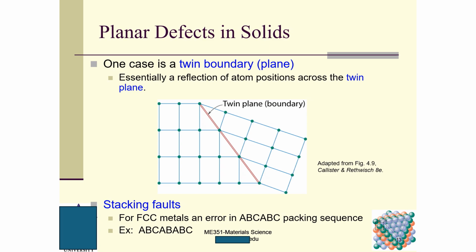The stacking faults, this is stacking faults. They do not repeat this pattern, but have a different pattern here. So this is called stacking faults. For FCC metals, it is an error in the ABC packing sequence, for example, ABC, AB, A, and BC, this kind of stacking fault.